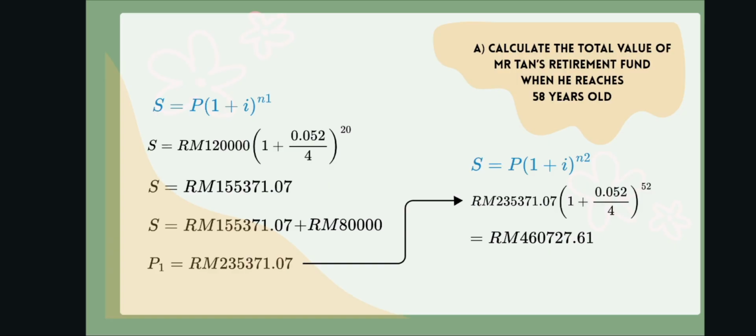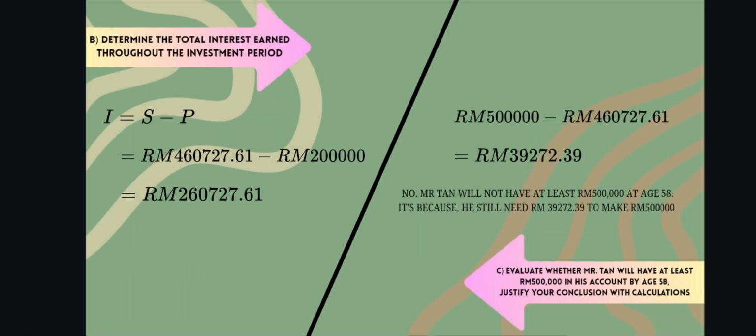The formula is S is equal to P(1 + i)^n. And the final answer we get is RM460,727.61. For question B, determine the total interest earned throughout the investment period. The formula is I equals S minus P. The answer we get in question A needs to minus 200,000.